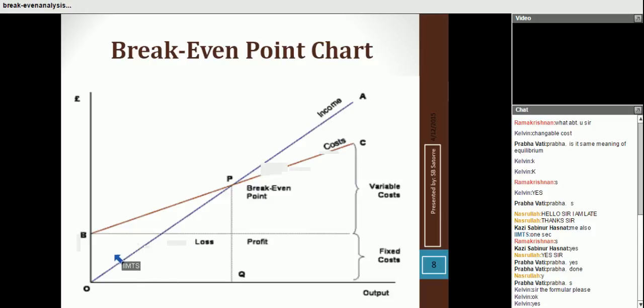Right, now where this income and cost intersect each other, that point is called the break-even point, and it is represented by P, right? And this difference is called the variable cost, and this difference is called the fixed cost. That's why I said in the beginning, total cost as the sum of variable and fixed cost will give us the value of the break-even point. Clear? This chart, everyone?